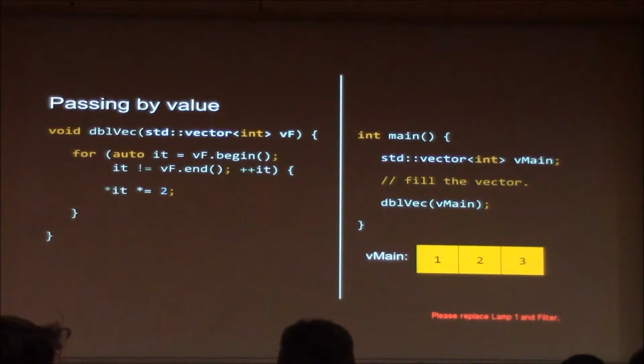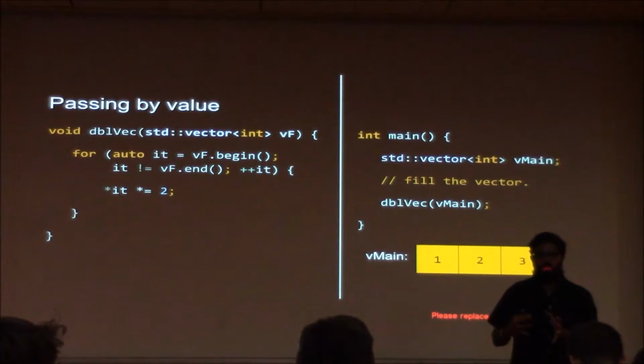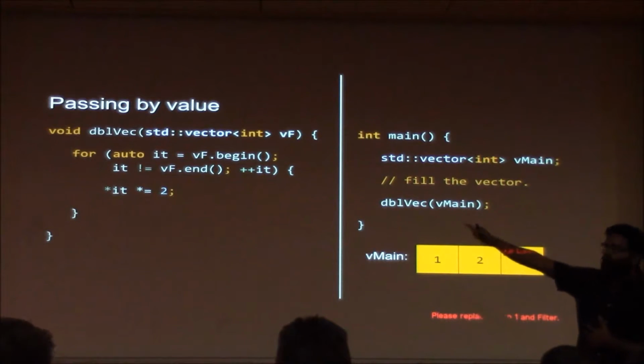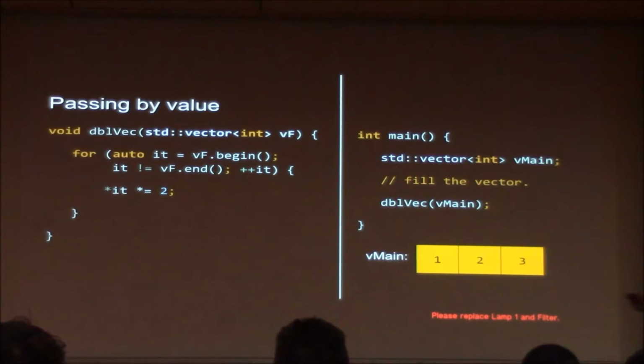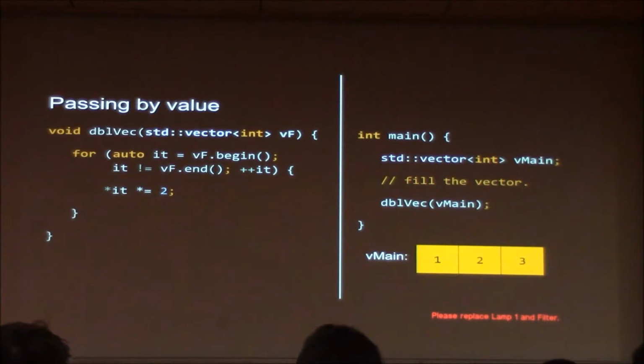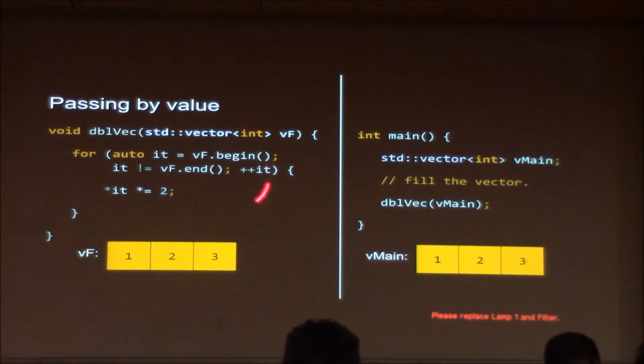What passing by value means is the entire contents of this particular vector is being copied. A separate copy of this vector is made specially for the function dbl vector. So after this line of code is called, and assume now we are in this function, a copy is made, and that copy is given a name vf. And when we execute this for loop now, this copy becomes 2 4 6. The copy of this vector becomes 2 4 6.